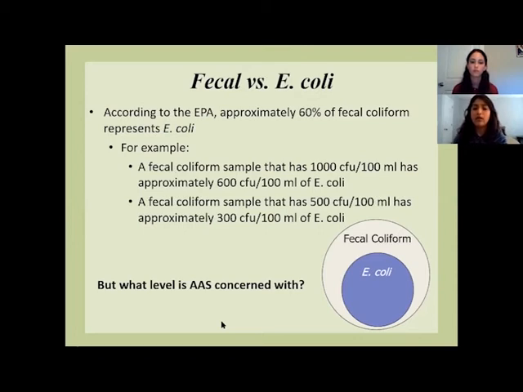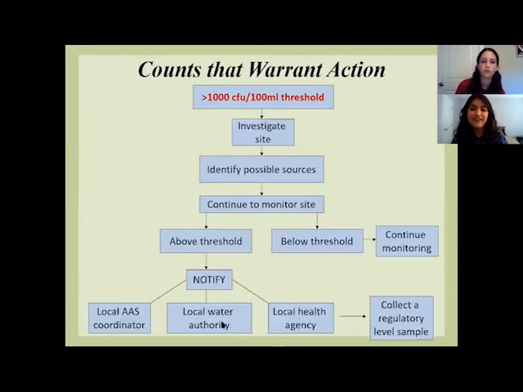All right, so what level are we concerned with here at Adopt-a-Stream? If your reading is greater than 1,000 CFUs per 100 milliliters of E. coli, then that warrants some action. So if you get a reading that is 1,000 CFUs or higher, then your next step would be to investigate the site.